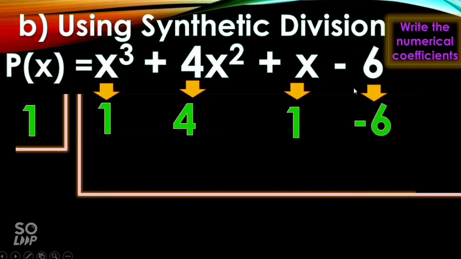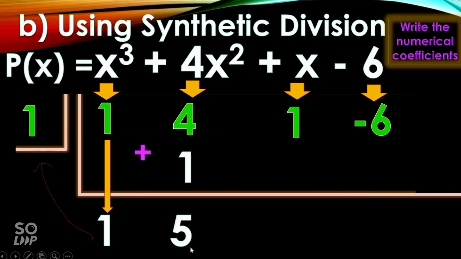And then, the constant, negative 6. Okay, next, ibababa lang natin yung 1. And then, yung 1 na yan, i-multiply natin doon sa divisor na 1. Kaya, 1 times 1 is equal to 1. And then, i-add natin, 4 plus 1 is 5.